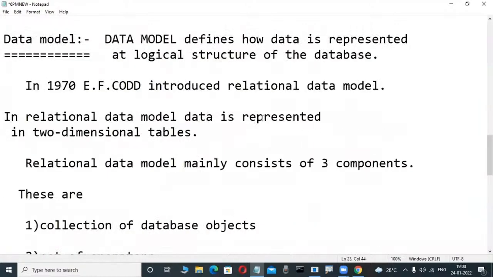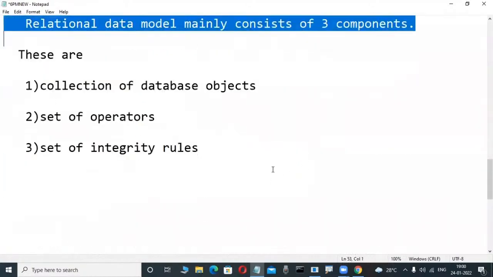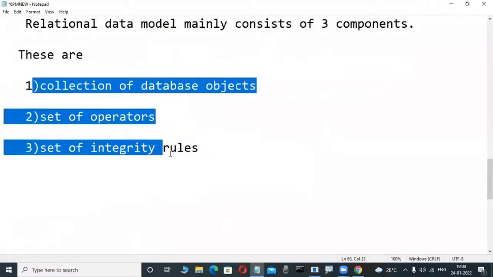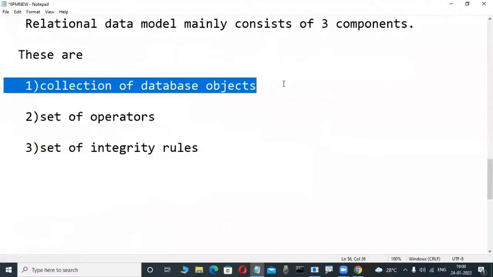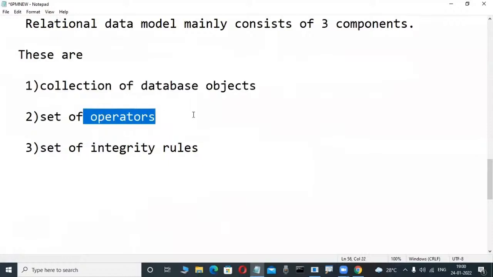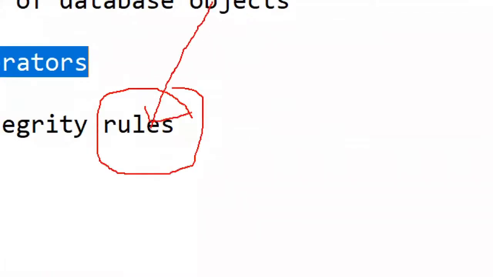Why are these relational data model products very easy? I'm telling you, there are three main components. One is objects, very easy. Another is operators, dead easy. But not only those easy concepts, these relational data model products also work based on a set of rules only. If you are familiar with those rules, then it is easy.